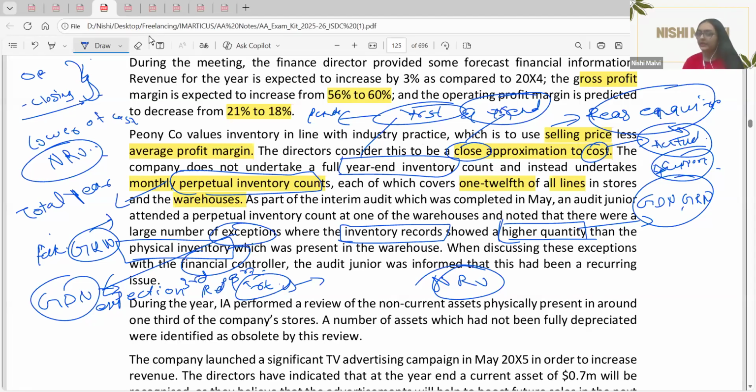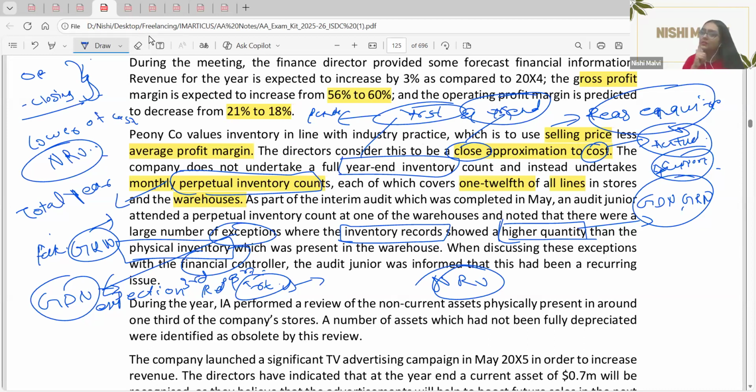See, the cost they are taking, they are saying selling price minus the average profit. I'm talking about this. Okay, selling price minus the average profit. Now check whether the director is taking that this is a close approximation of the cost. Check for the supporting documentation. Compare the difference between the actual cost and this. Okay. As per this, NRV looks higher, but still you need to confirm. Check with the NRV as well. You can also ask because there is nothing given. And check whether it's as per the IAS 2 standard or not.